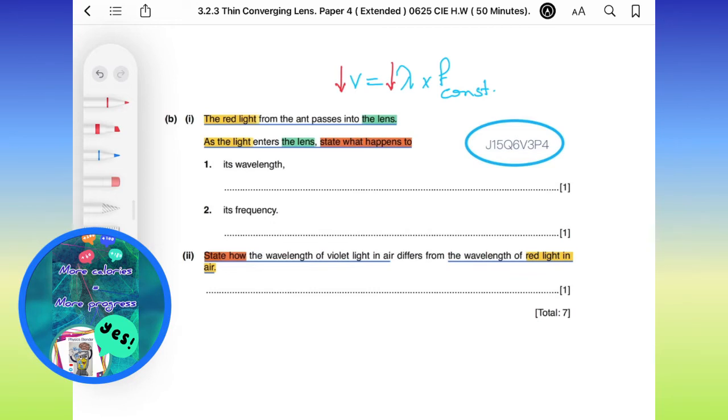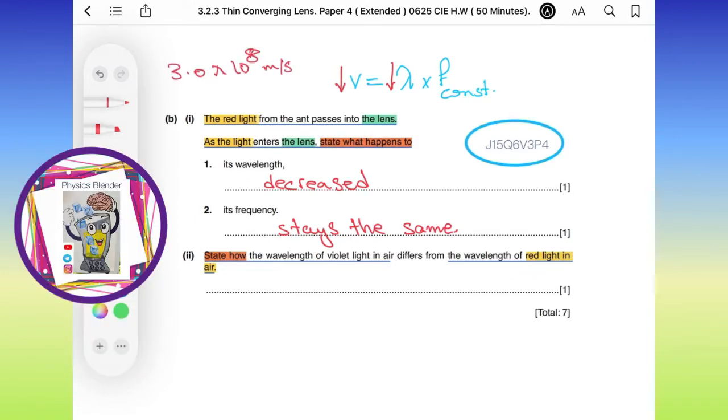So what happens to the wavelength? The wavelength decreased according to the wave equation, and the frequency stays the same. Is it clear? So the speed of light in air is the maximum value of the speed of light, and when it enters any other medium, the speed decreased. Is it clear?